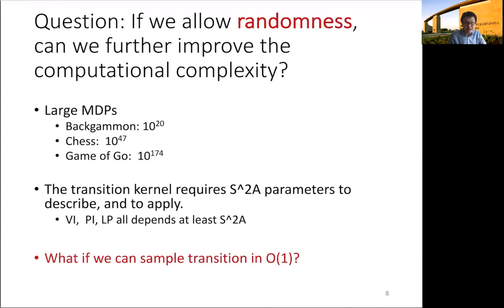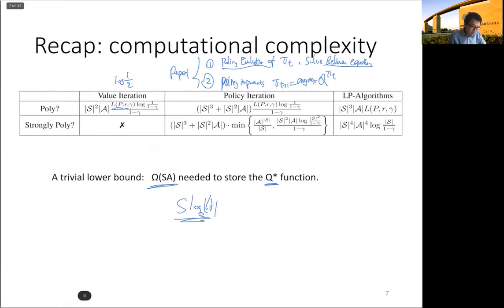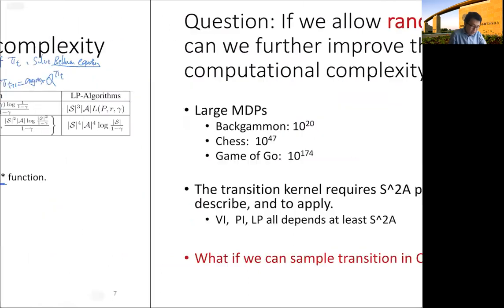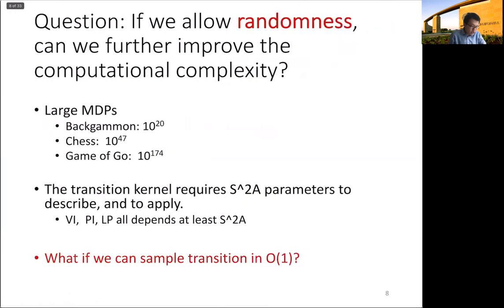Maybe at the cost of a slightly worse dependence on this epsilon parameter. The motivation is really that notice that the best performance in all these existing exact algorithms, they depend at least quadratically on the state space. And in practice, we are interested in solving really large Markov decision processes. So just to give you some idea of how large the state spaces are.